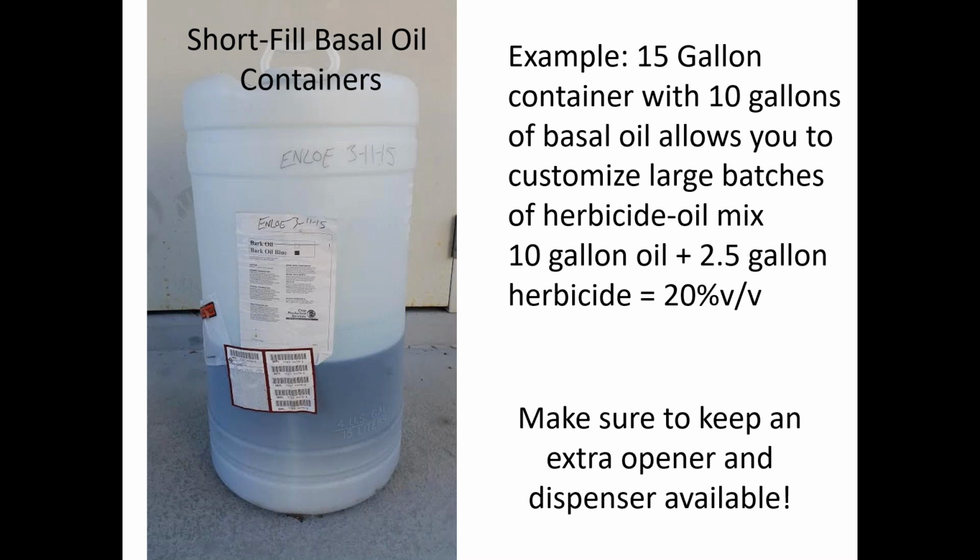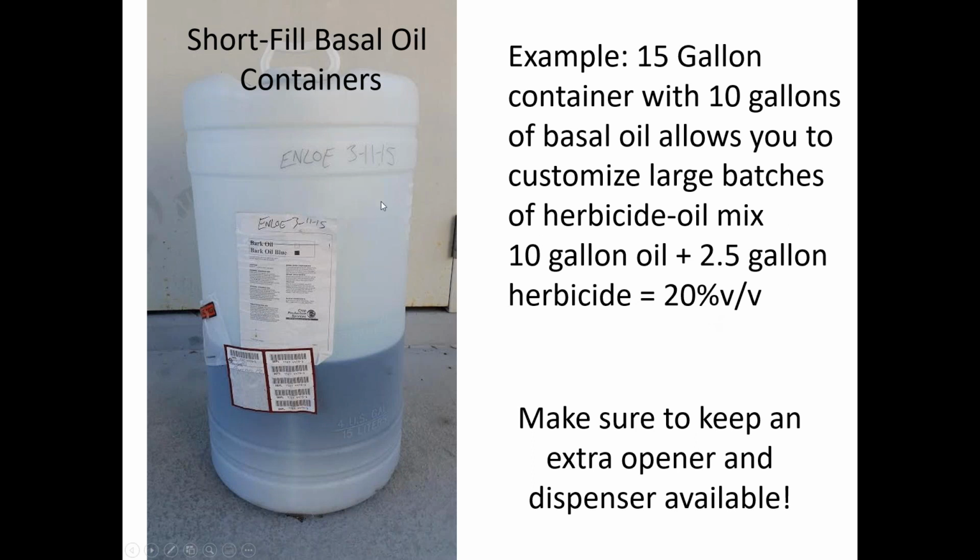Well, the good news is there is a better way to do it, and it's called short fill basal oil containers. So things like this, this is a 15-gallon container that you can buy basal oil in, and it may come with somewhere between 10 and 11.5 gallons of basal oil, and then a bunch of empty headspace at the top of that container. That headspace is there so you can add herbicide to it, so you can customize large batches of herbicide oil mix. In this case, 10 gallons of oil that you buy already in the short fill, with 2.5 gallons of herbicide, say triclopyr ester, automatically makes you a 20% volume to volume.